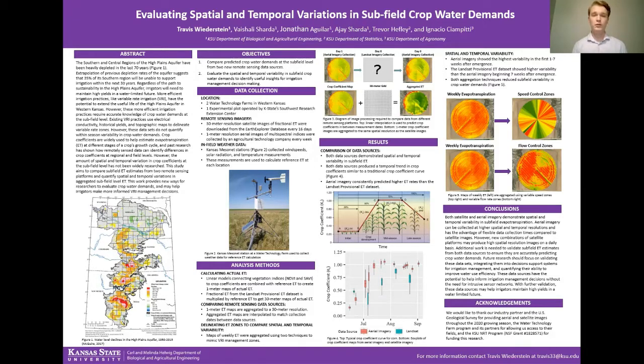So for my research, I used two different remote sensing data sources, one satellite-based and one plane-based, to predict crop water demands at the subfield level. I start by combining images from these two data sources with linear models to predict crop evapotranspiration coefficients. These coefficients are combined with reference evapotranspiration data from the Kansas Mesonet series. Now, combining these two data sources allows me to predict crop water demands at 1 and 30 meter resolutions every 1 to 2 weeks, depending on which data source we're discussing.